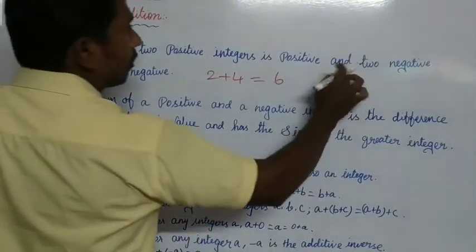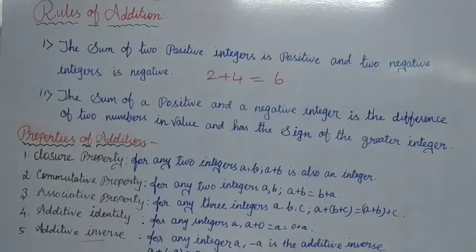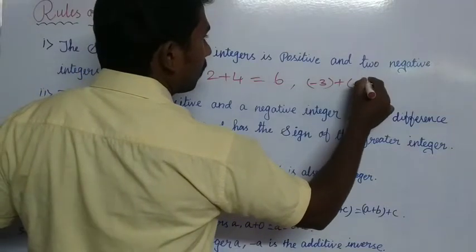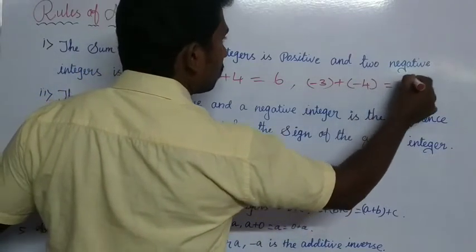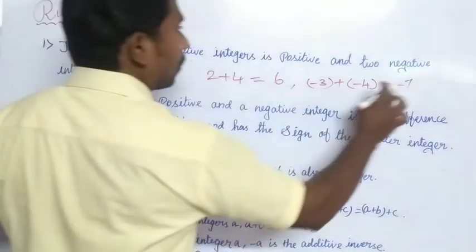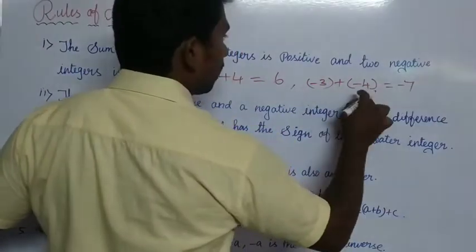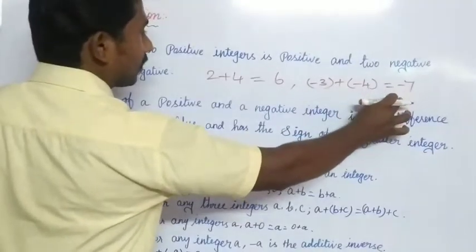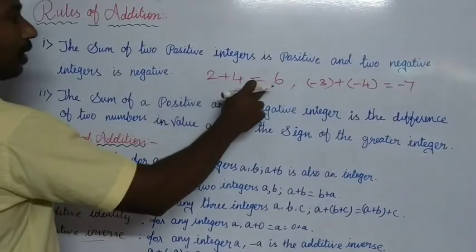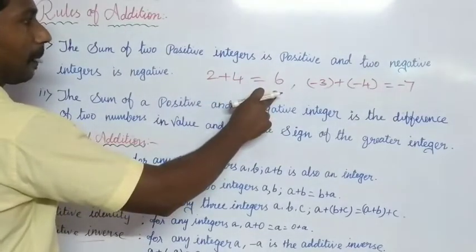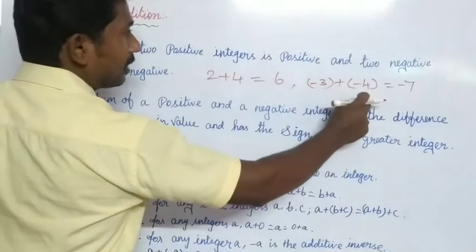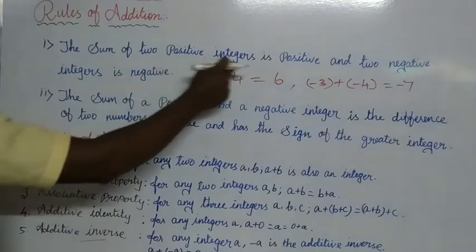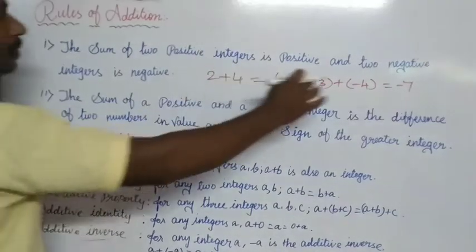Then the sum of two negative integers is negative. For example, minus 3 plus minus 4 is equal to minus 7, because both have the same sign. ரெண்டுமே same sign தான், நம்ம என்ன பண்றோம், add பண்ணிடணும். அப்போ minus 3 minus 4 is minus 7. That is, the sum of two positive integers is a positive integer and the sum of two negative integers is a negative integer.